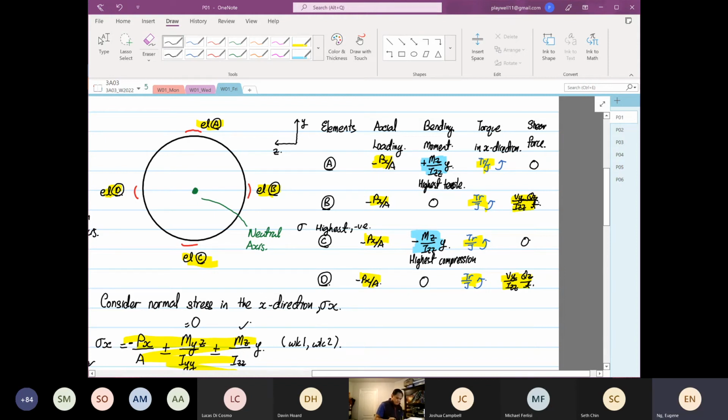In compression. Yes, the highest, or rather, it's bad to say highest. We're engineers. Maximum compression, I'm going to put negative. Maximum compressive stress. So point C is the location of maximum failure based on normal stress.